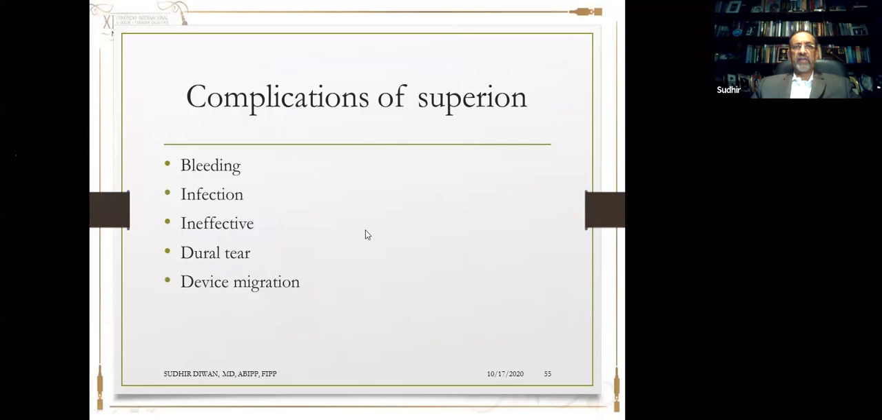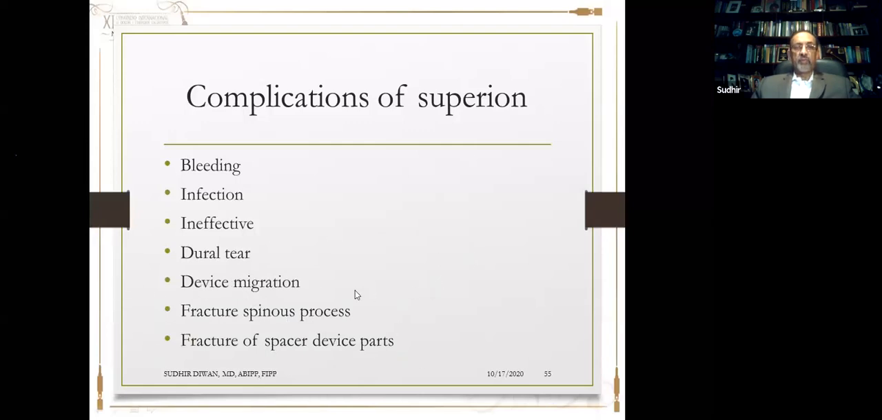Bleeding, infection, ineffectiveness: you have to be careful because you cannot promise that everything will be 100% better. Sometimes it may not work. Dural tear, we just put it here because it's part of the study, but dural tear is not an option. It cannot happen. You have to advance your instruments in lateral view. Device migration is very important because the implant can migrate posteriorly.